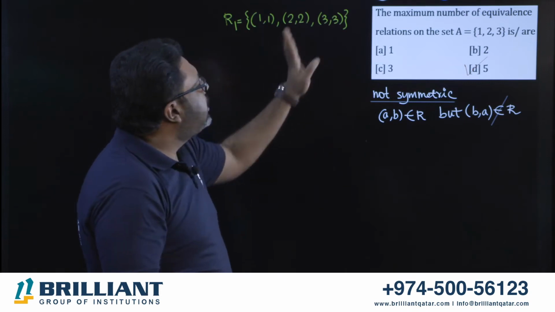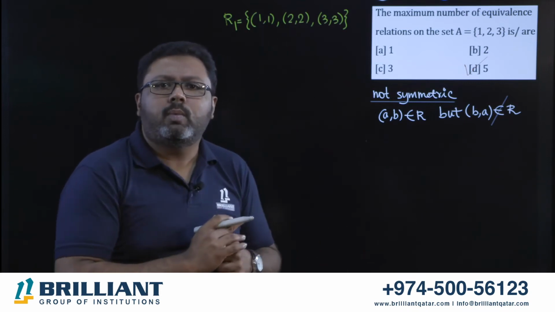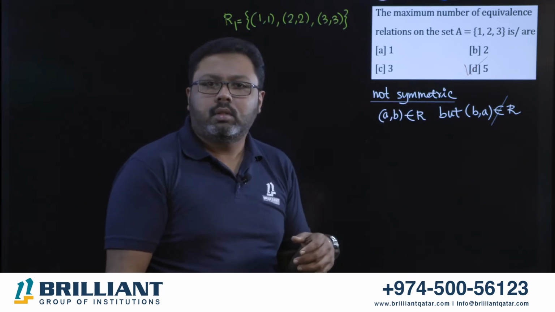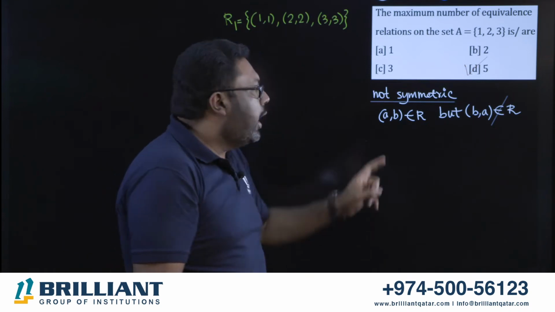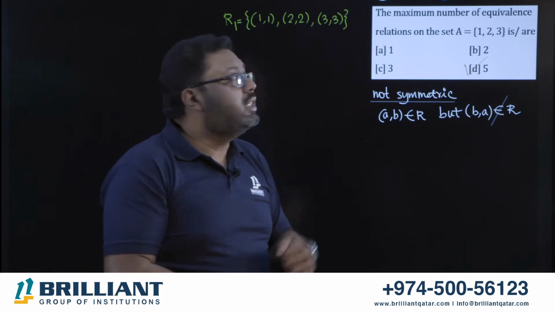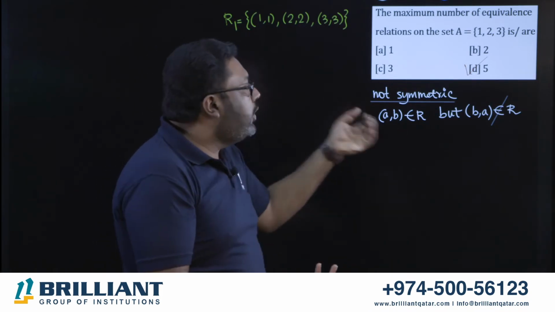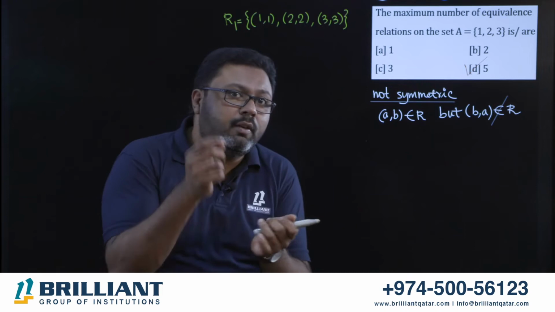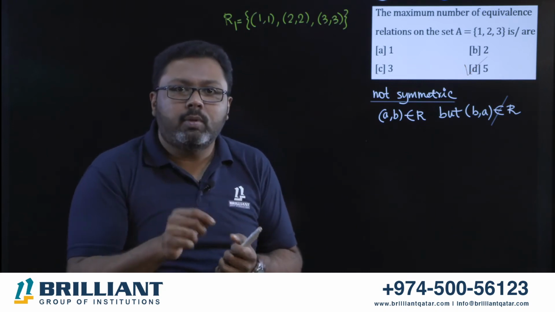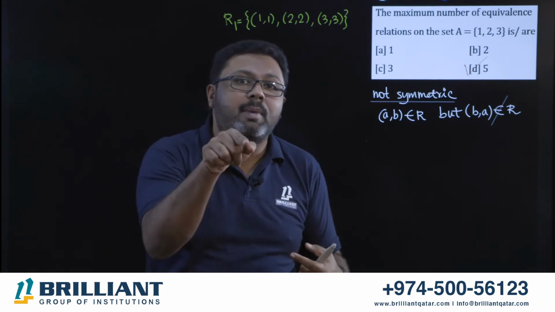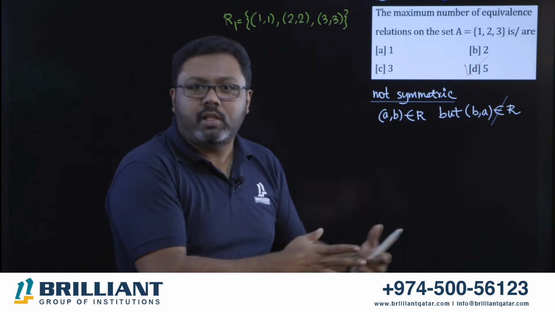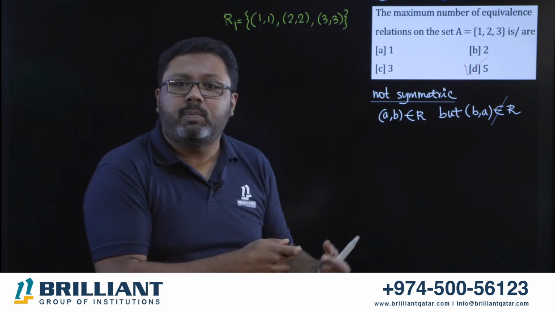Now look at it. Is it symmetric? Obviously it is symmetric. Why? Because it is not satisfying the condition to become not symmetric. According to the condition of not symmetric, there should be AB but not BA. Is there an AB? No. This is the confusing part we have to be very clear about. Why is it symmetric? Because it is not satisfying the condition to become not symmetric.